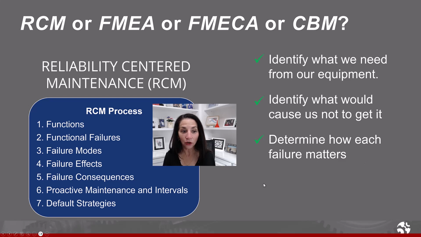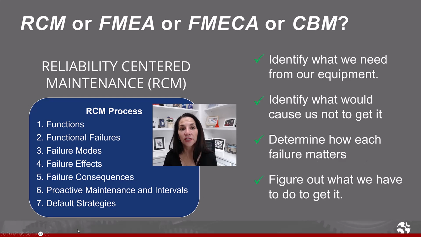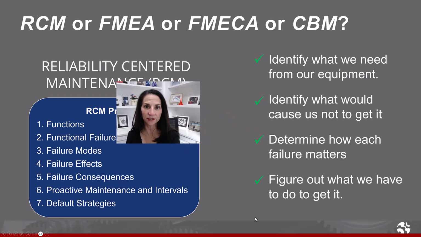Once we get that all done, then we can use steps 6 and 7 of the RCM process to figure out what we have to do in order to get what we need from our equipment. In other words, the functions that we have identified. Now, back to the original question. What should you do? RCM, FMEA, FMECA, or CBM?